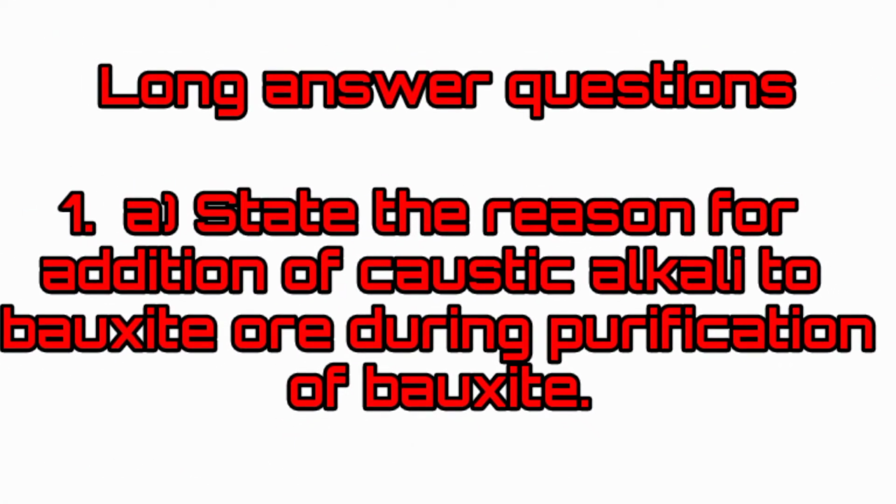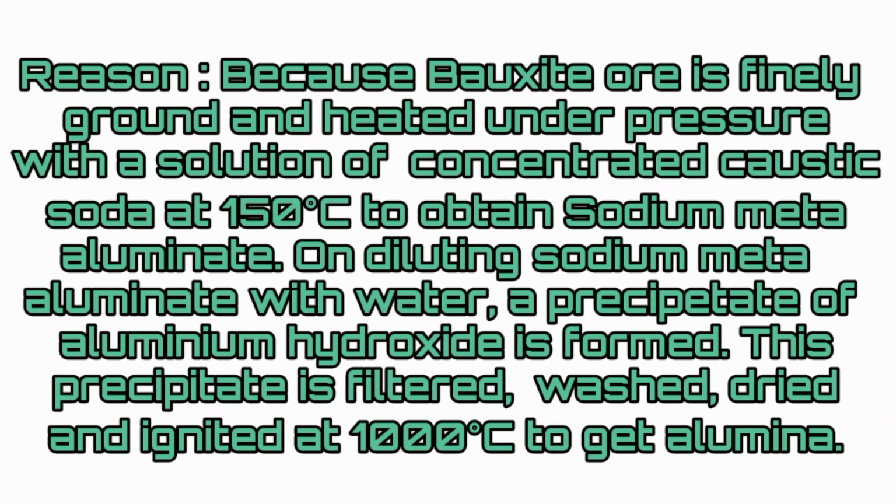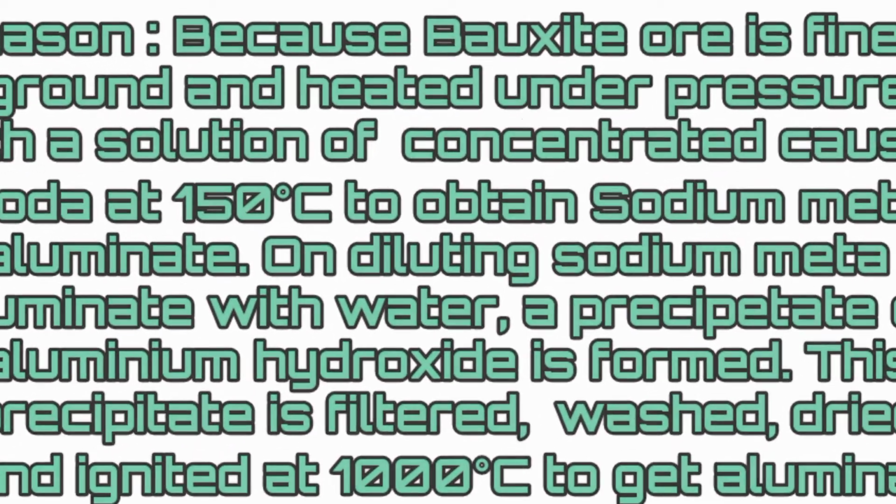Long answer questions. Question number 1. A. State the reason for addition of caustic alkali to bauxite ore during purification of bauxite. Answer. Reason: because bauxite ore is finely ground and heated under pressure with a solution of concentrated caustic soda at 150 degrees C to obtain sodium meta-aluminate. On diluting sodium meta-aluminate with water, a precipitate of aluminium hydroxide is formed. This precipitate is filtered, washed, dried and calcined at 1000 degrees C to get alumina.